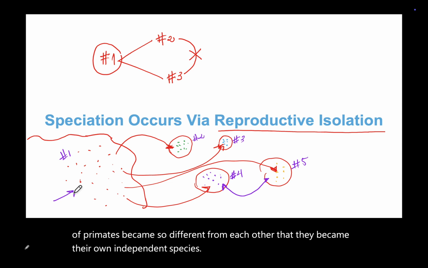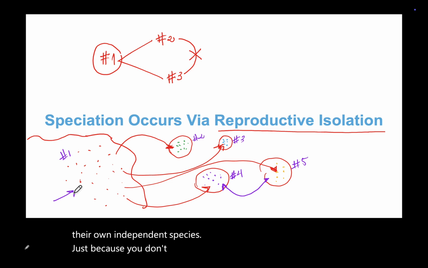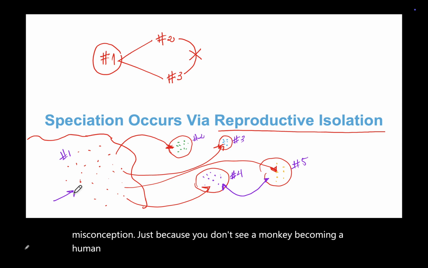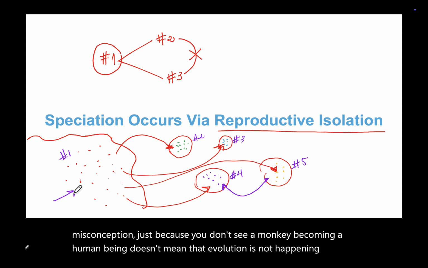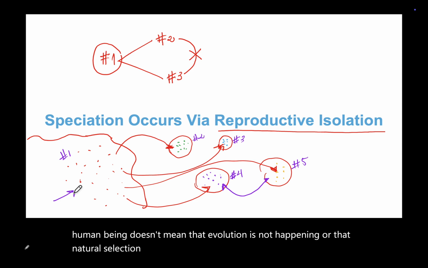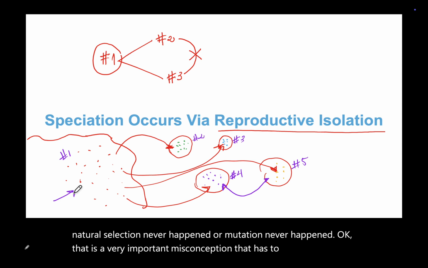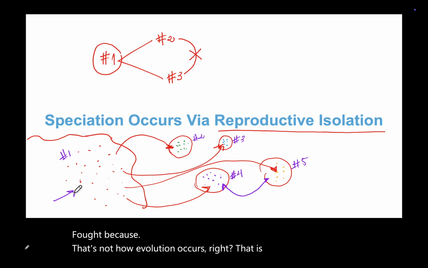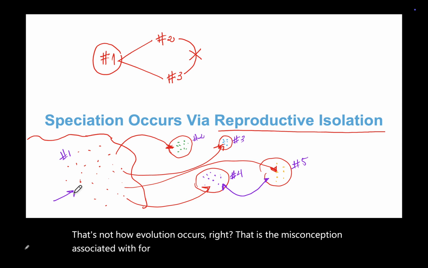Just because you don't see a monkey becoming a human being, and that's a very common misconception, doesn't mean that evolution is not happening, or that natural selection never happened, or mutation never happened. Okay? That is a very important misconception that has to be fought, because that's not how evolution occurs, right? That is the misconception associated with, for instance, Pokemon, Digimon, and all of those cartoons that we watch, right?